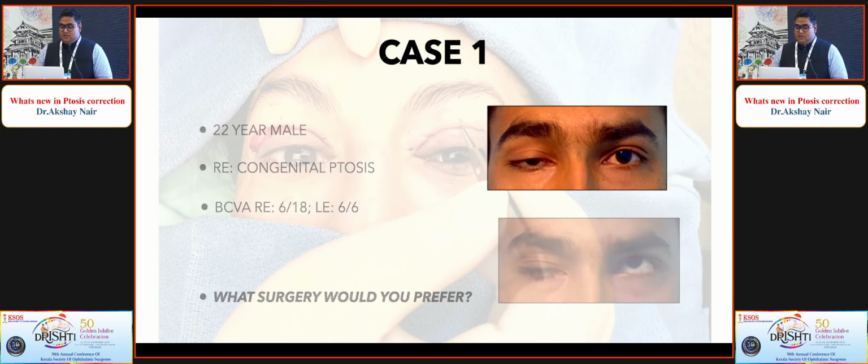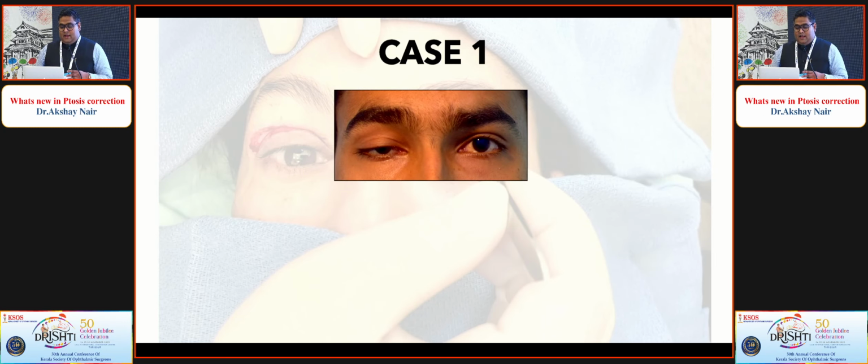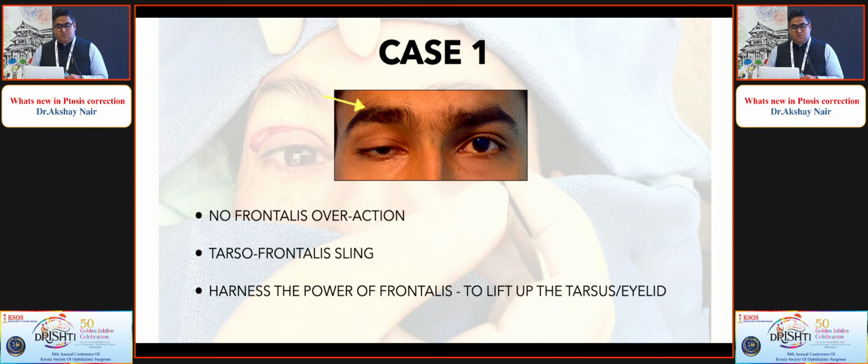Sling. So I always look at the patient, and if you see the brow position, the patient is actually having no incentive to lift the brow. He's amblyopic in that eye. So unless you have a sling which statically lifts the eyelid, he's actually not going to use his eyebrow to lift the lid at all. So there is no frontalis action, and at the end of the day, tarsofrontalis sling is a surgery where we harness the power of the frontalis to lift the tarsus. So if there is no frontalis action, he's not going to lift his eyebrow.